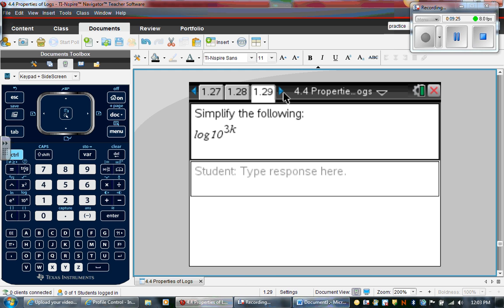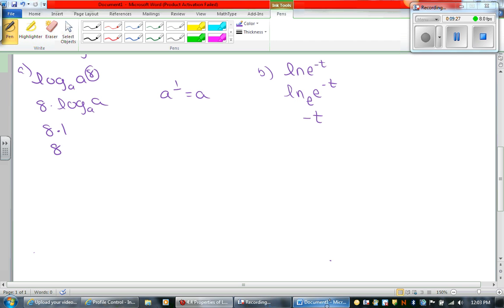Log base 10 of 10 to the 3k, log of 10 to the 3k. And this is a common log. So the base here is 10, we just don't write it. So again, it's equal to 3k.